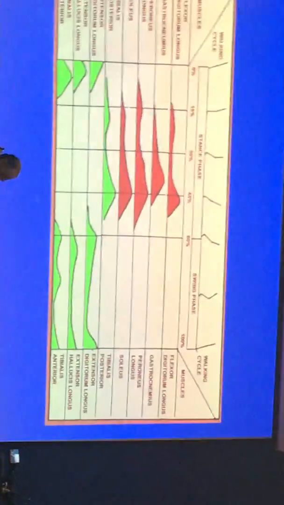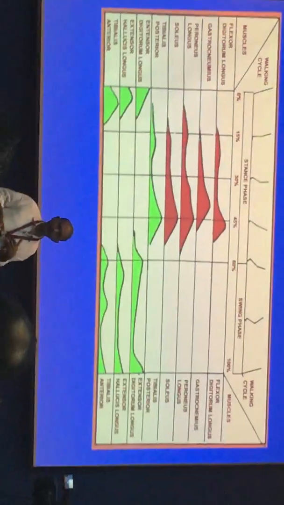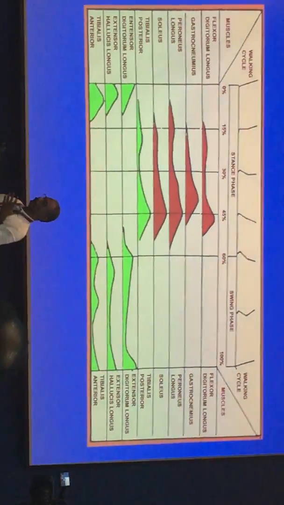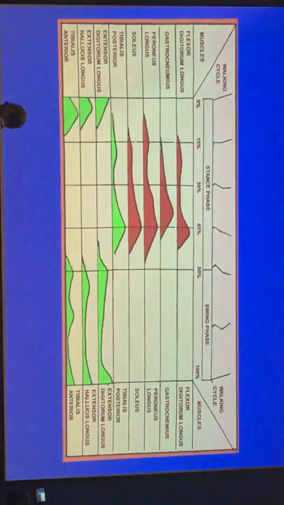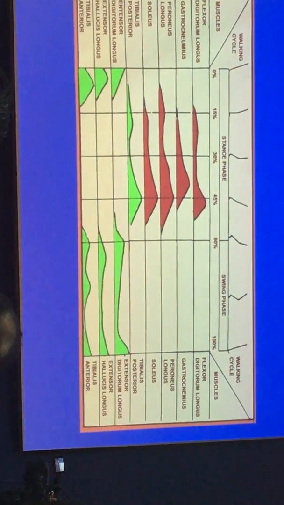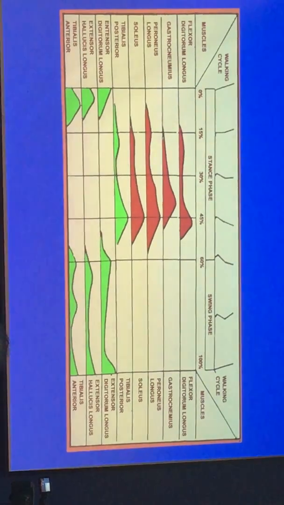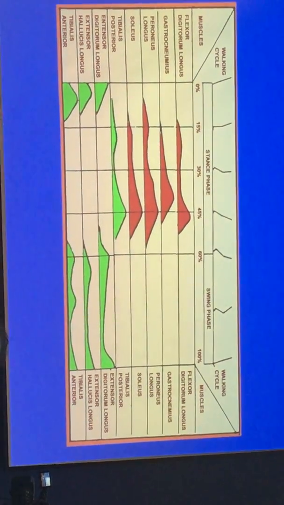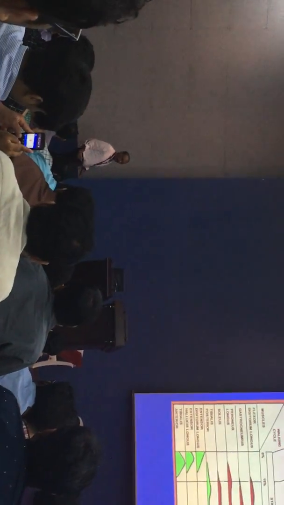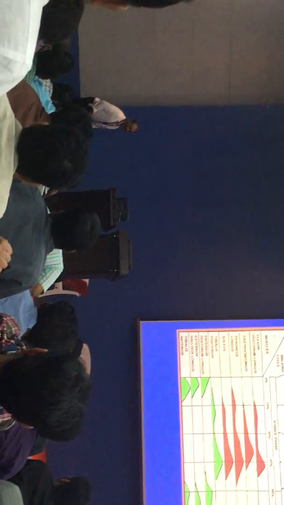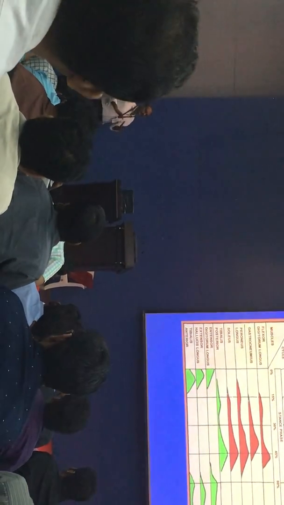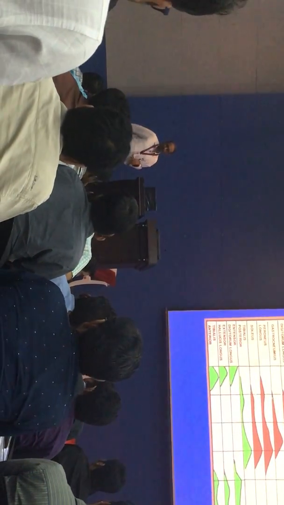Now this is some term which a lot of people have difficulty in understanding: concentric contraction of muscles and eccentric contraction of muscles. Let me explain. I am climbing this flight of stairs. I am climbing down this flight of stairs. So in this position, my knee is bent. To climb up, I have to contract my quadriceps actively. That's a concentric contraction of my quadriceps.